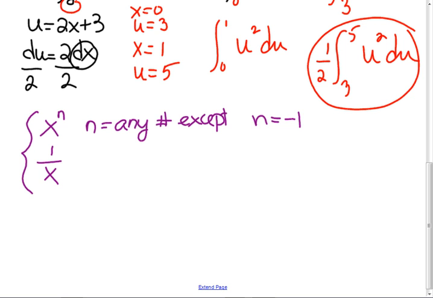So I don't care if it's 1 over x squared. It's still the power rule. The only one that's different is this one, which is the log of the absolute value of x. And you must put the absolute value in there. Okay, Katie?